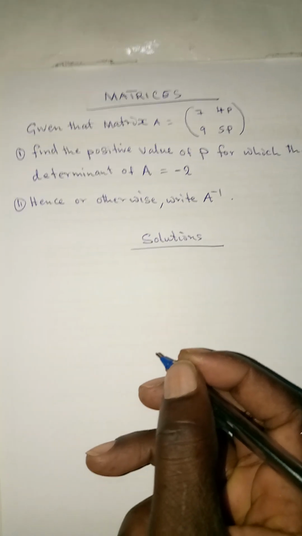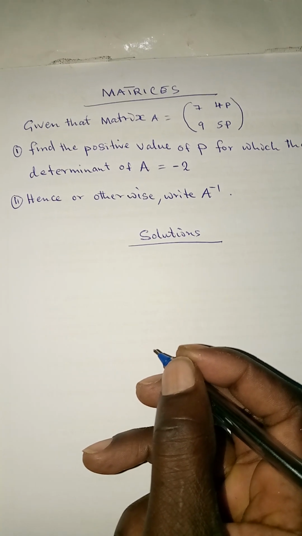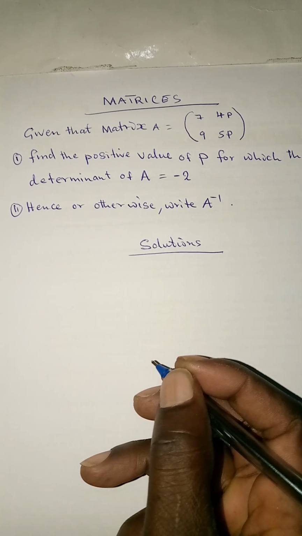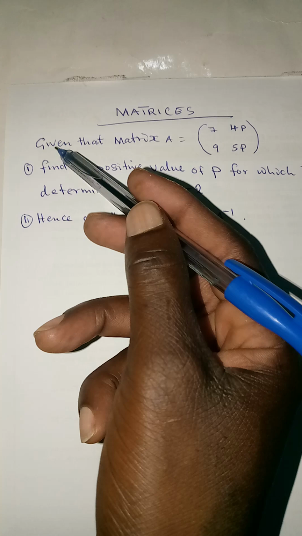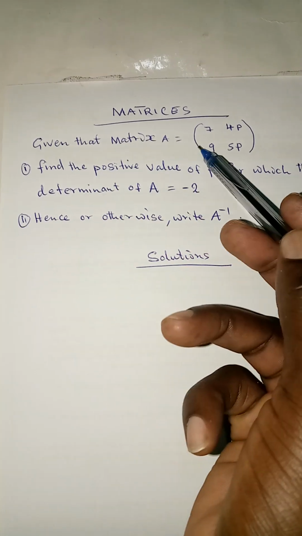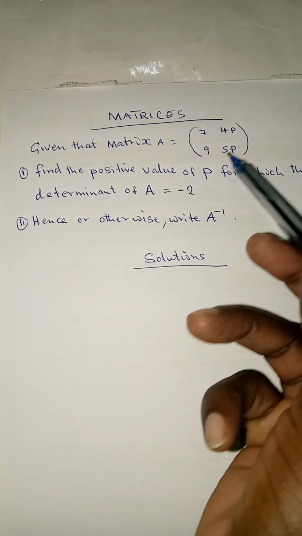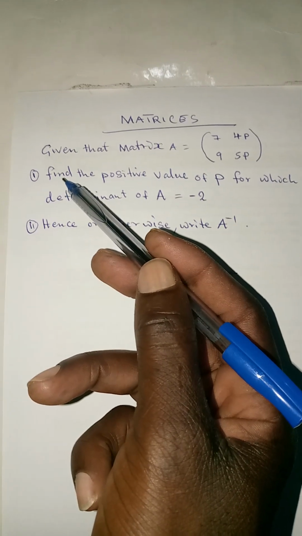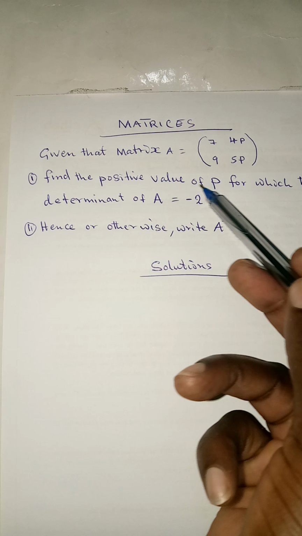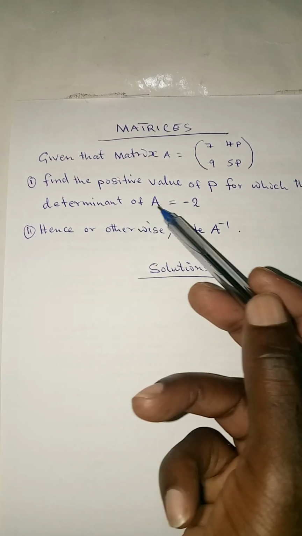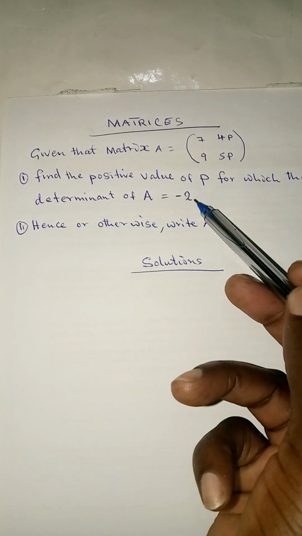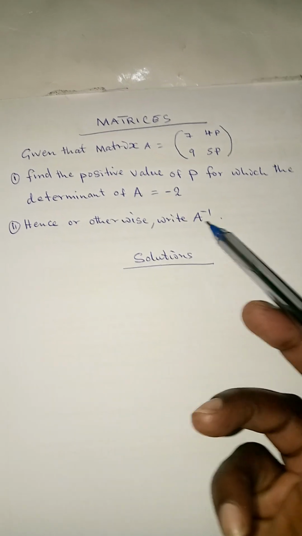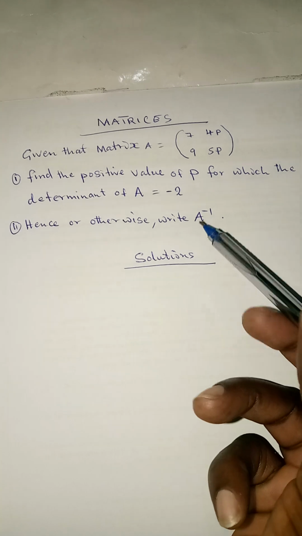Yes, with me is a matrix question that came in a certain year for GCE. The question says that given that matrix A is equal to 7, 9, 4P, 5P, find the positive value of P for which the determinant of A is equal to -2. Question 2 says hence or otherwise write A inverse.